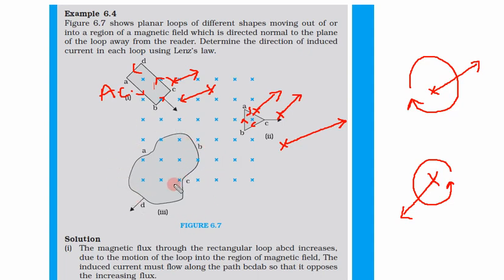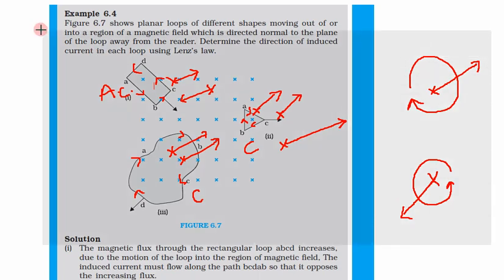And what about this one? Since this is also moving out, the initial field was in this direction, and it will also try to maintain the same field because it is moving out. So in this as well, the current in the loop will be in clockwise direction. So anti-clockwise, clockwise and clockwise. So this is the basis behind solving this example.